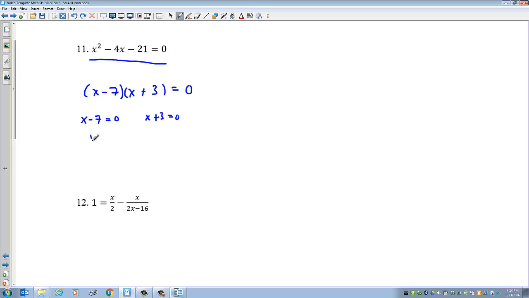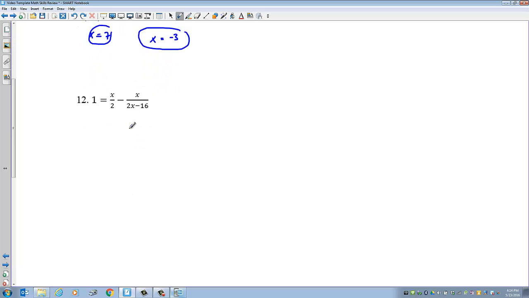And so I add 7 to both sides, and I get x equal to 7. I subtract 3 from both sides, and I get x equal to negative 3. And you can test these answers by plugging back into the original equation. You'll see if you do plug in 7, you get out 0. If you do plug in negative 3, you certainly get out 0.